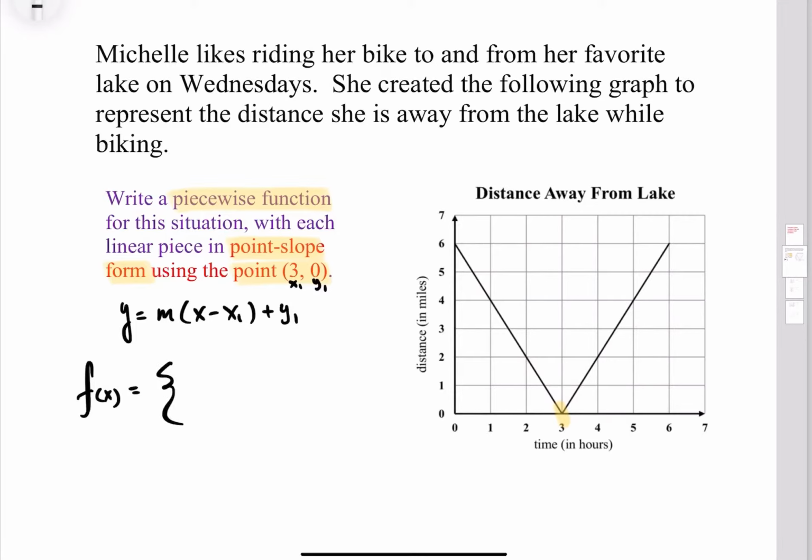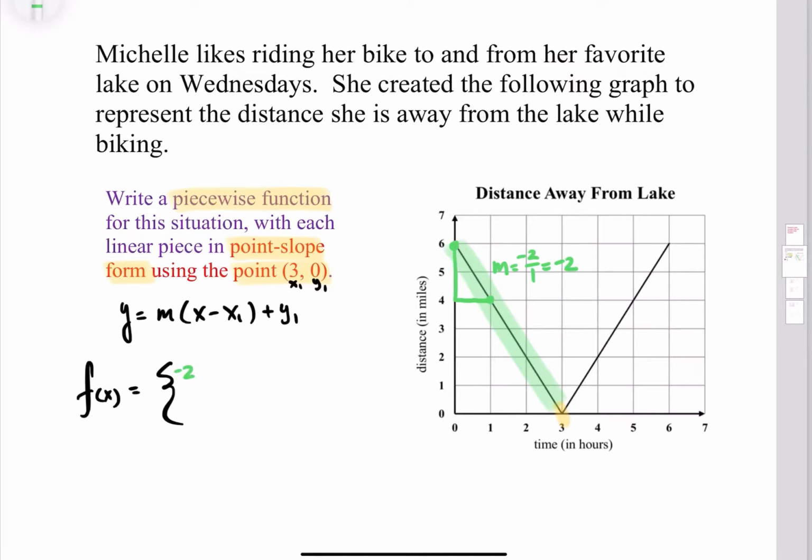Then we're going to write out our two pieces. For our first piece, we'll look at the one on the left. We want to figure out what our slope is. Our slope is rise over run, which means you pick any 2 points on that line where you can read the ordered pair. The rise is down 2 and the run is 1, so we go down 2 and over 1 to get to the next point. So our slope is negative 2 over 1, which simplifies to negative 2. I'm going to put that in place for m.